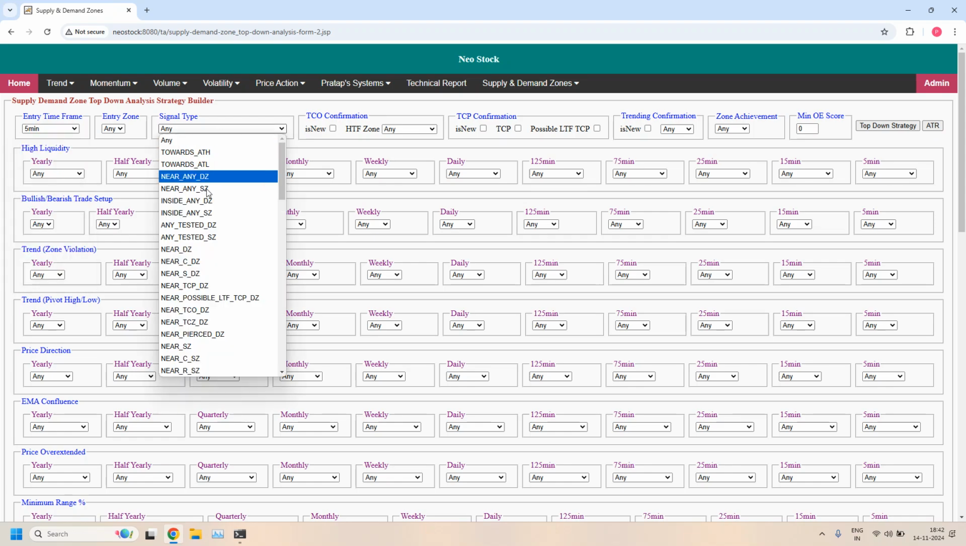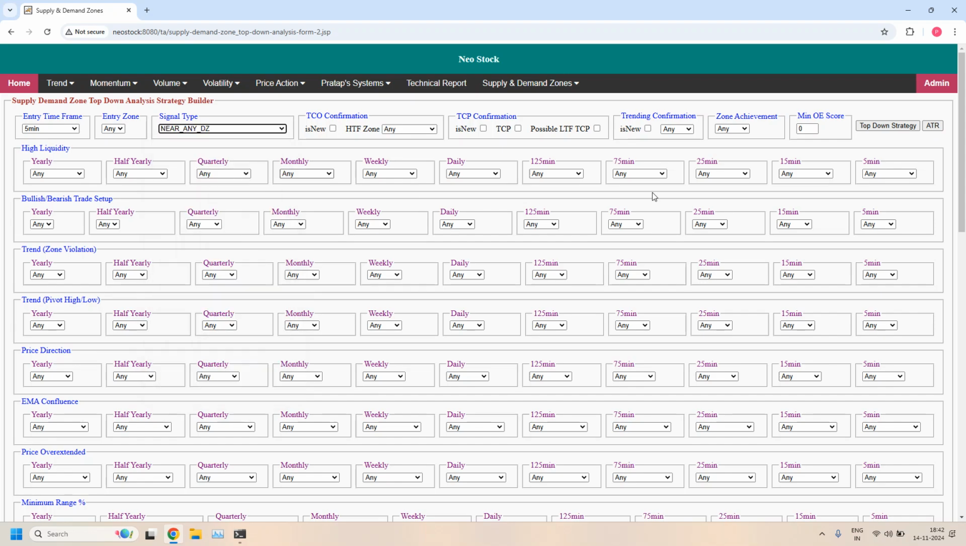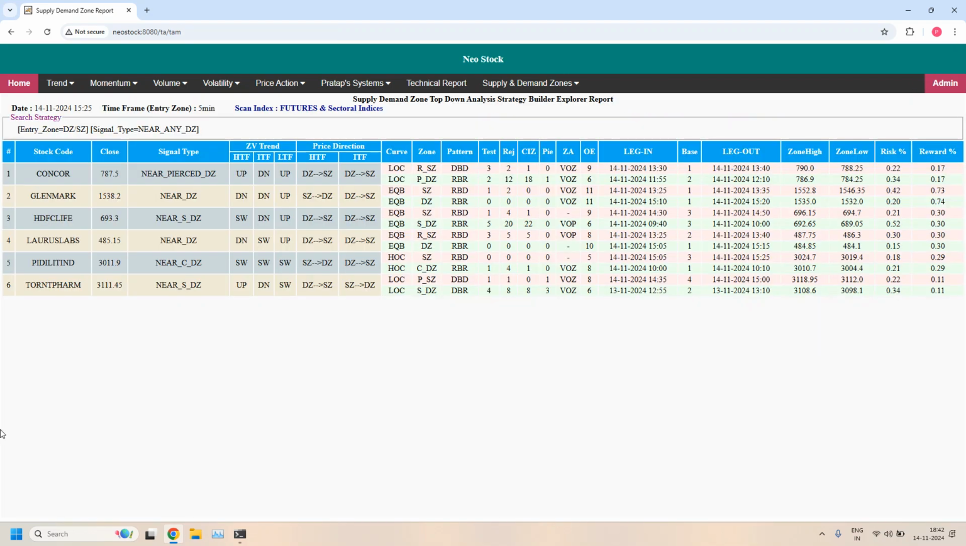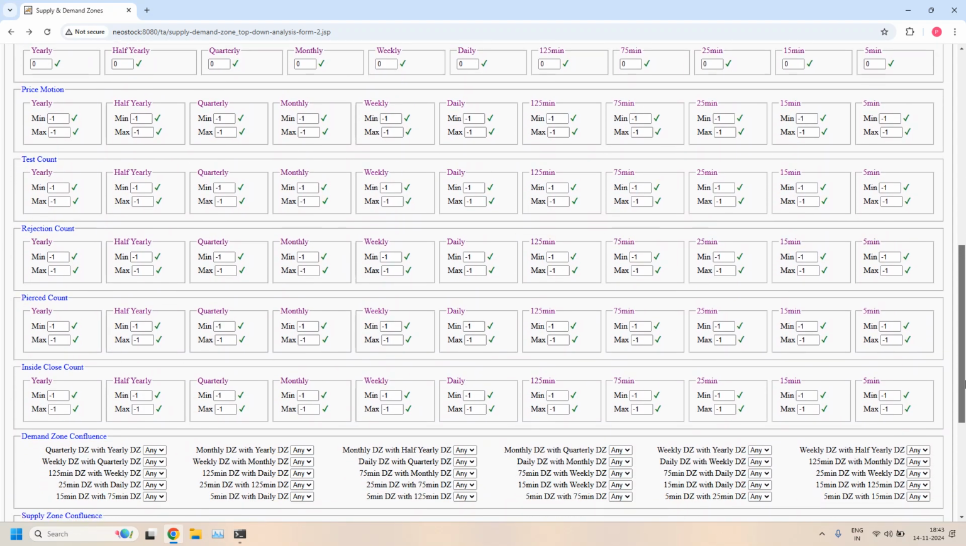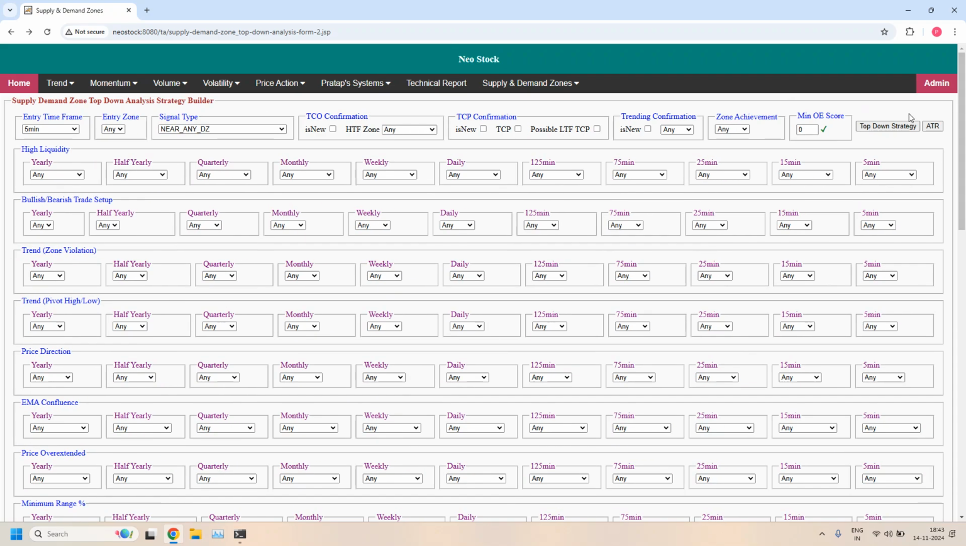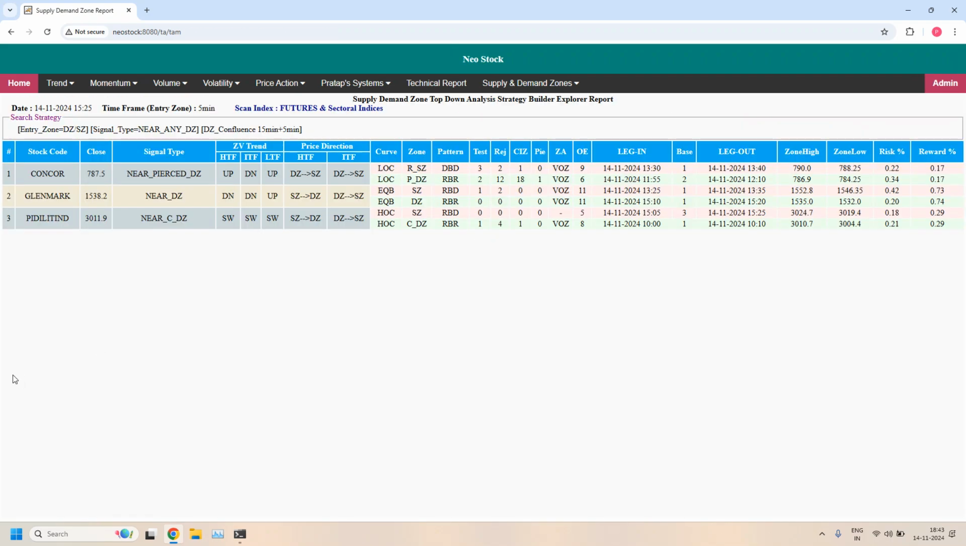Let's find the stocks near 5 minutes demand zone. 6 stocks are filtered. So let's verify demand zone confluence for these 5 minutes demand zones. That is a 5 minutes demand zone with 15 minutes demand zone confluence. I'm enabling the filter. Let's verify. We got 3 stocks. That means these 5 minutes demand zones are part of 15 minutes. But this 5 minutes first one, the 5 minutes demand zone is pierced. So you have to avoid pierced zones.